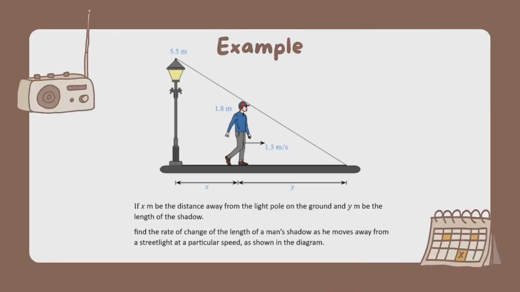Now, let's look at an example question for related rates. If x meter be the distance away from the light pole on the ground and y meter be the length of the shadow, find the rate of change of the length of a man's shadow as he moves away from a street light at a particular speed as shown in the diagram.